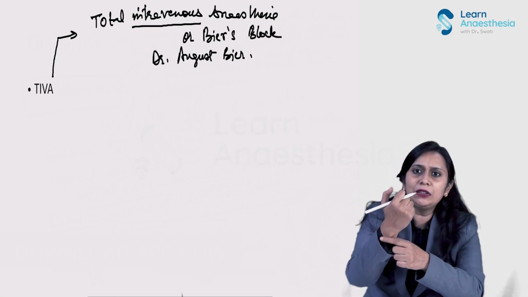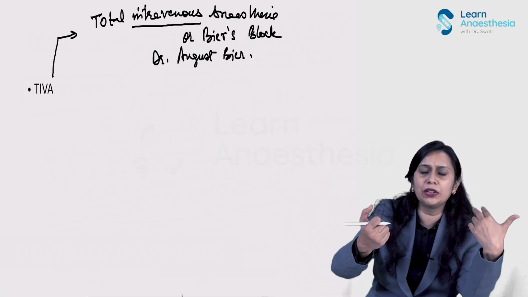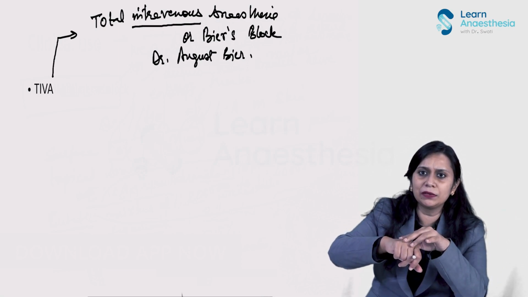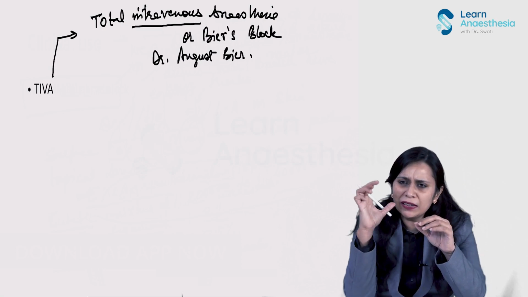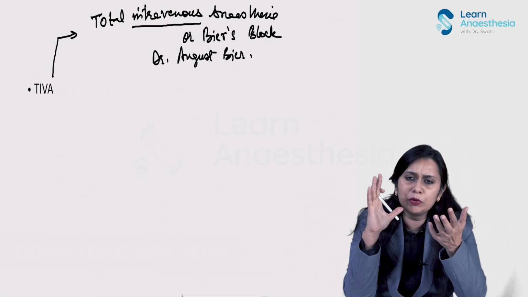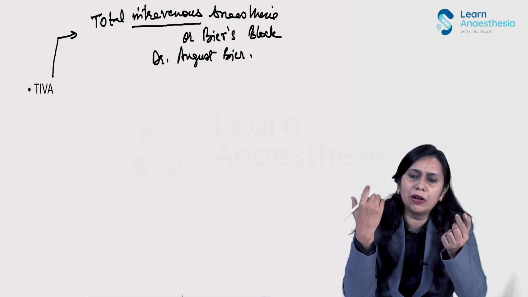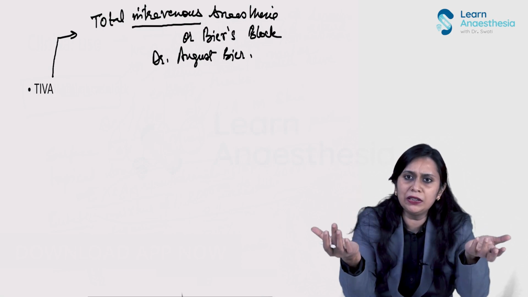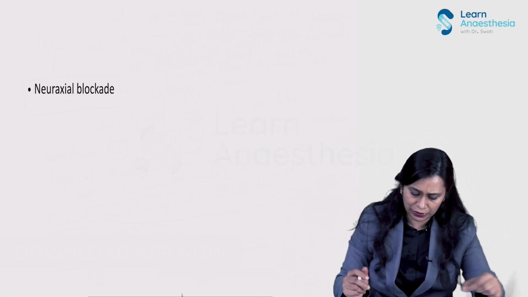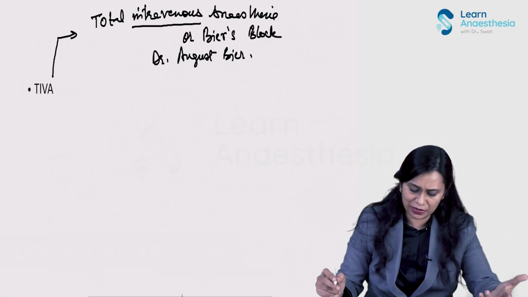The local anesthetic goes through the blood, remains in this limb only, will not go into the systemic circulation, and all the nerve fibers of this area will get anesthetized. Any small procedures like tendon removal, or small surgeries of the upper limb or lower limb can be done under TIVA. So TIVA, or total intravenous regional anesthesia, or Bier's block.